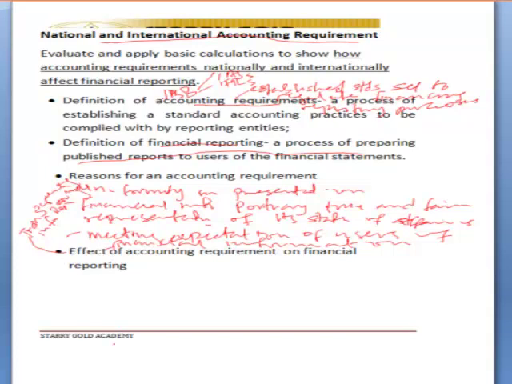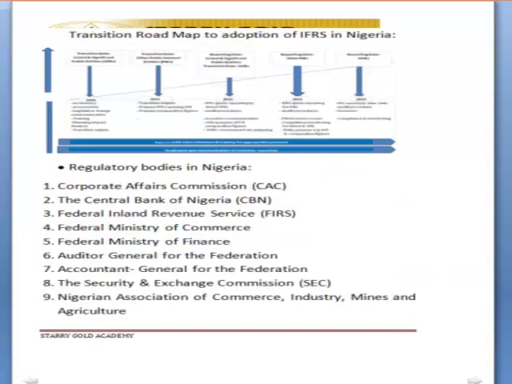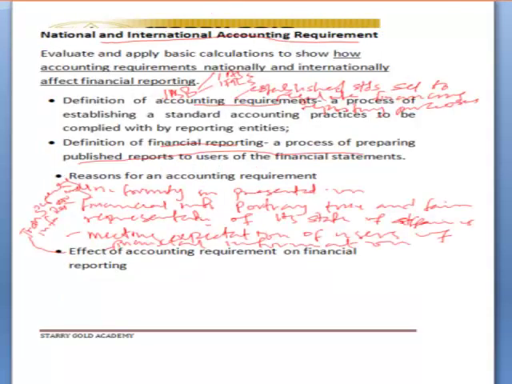Now, what is the effect of that accounting requirement? The effect of an accounting requirement on financial statements. I will quickly look at a worked example to address this, so that we can see what effect the need to regulate accounting, an accounting requirement to regulate financial information, has on financial reporting.